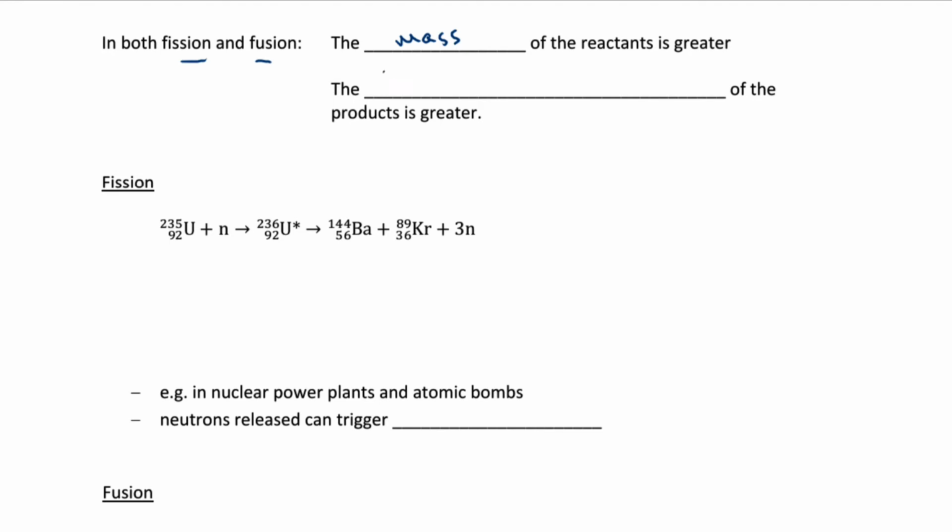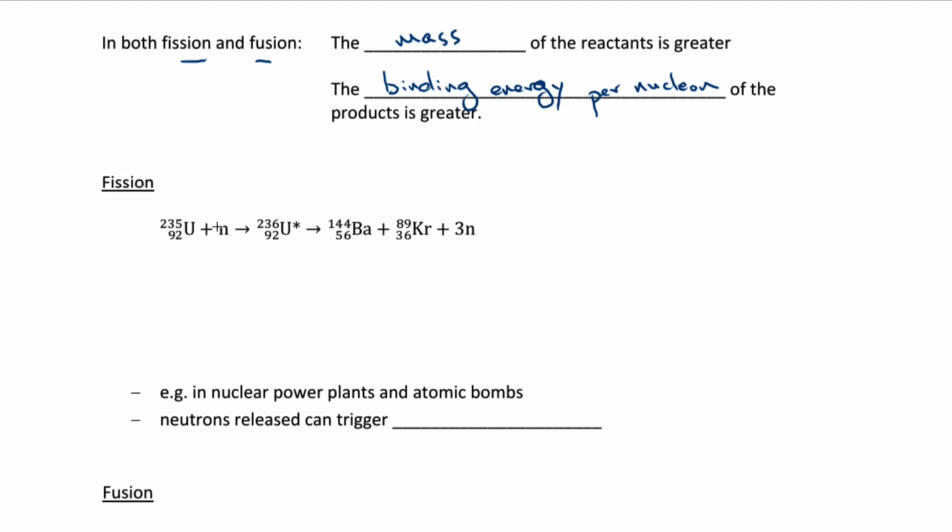Another way of thinking about that is that the binding energy per nucleon of the products is greater. The products are more stable. They are closer to the top of the graph that we looked at on the previous page, and their greater stability is because energy has been released in the process of making them.